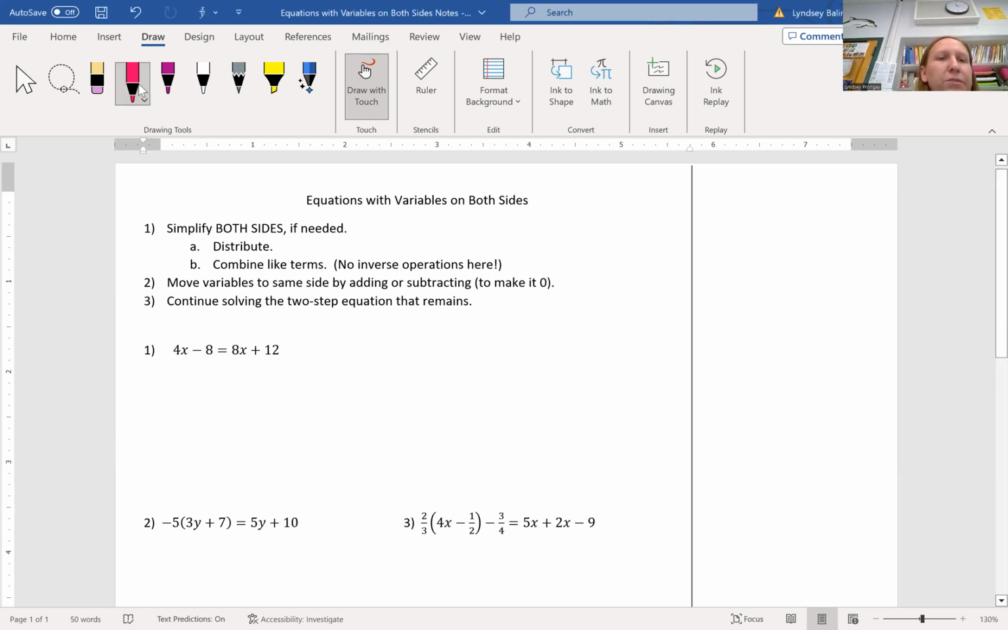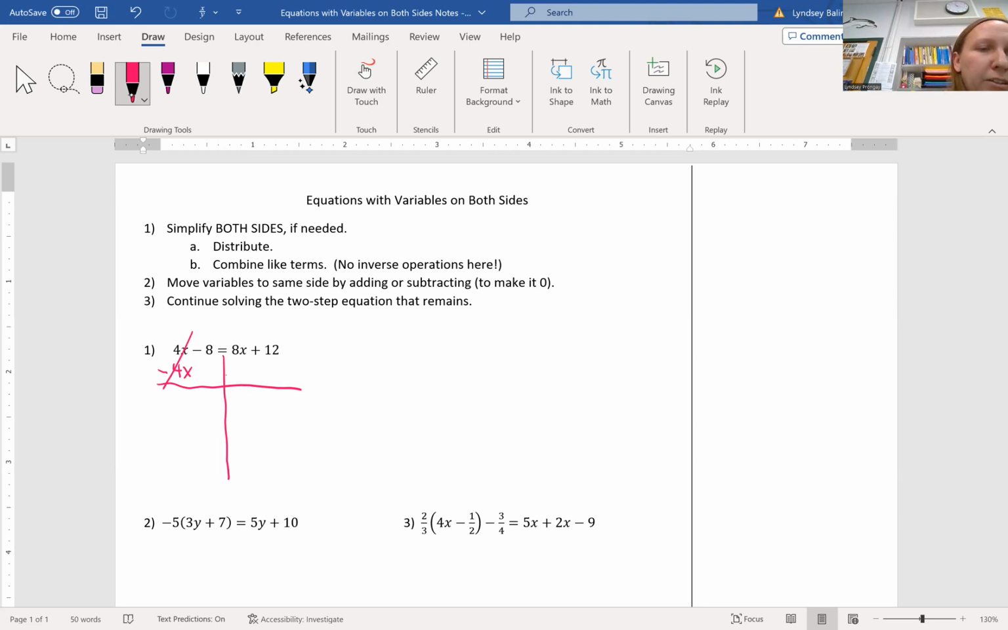Okay, so the first one is 4x minus 8 equals 8x plus 12. I'm going to draw my line down the middle. And we need to get these 4x's over here with the 8x's or get our 8x's over here with the 4x's. Your choice. I like to look at it and say, what's going to keep my variables positive? So if I want to move that 4x, I would need to subtract it because 4x minus 4x is 0. And I can then remove it from that left-hand side of the equation.